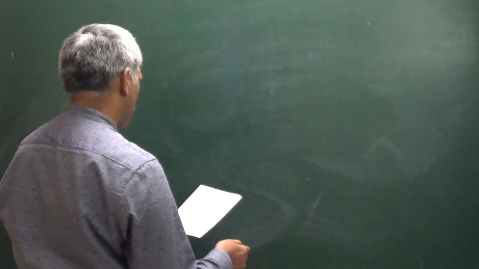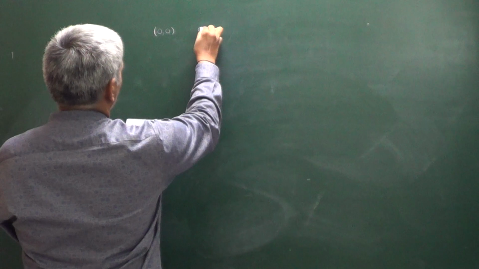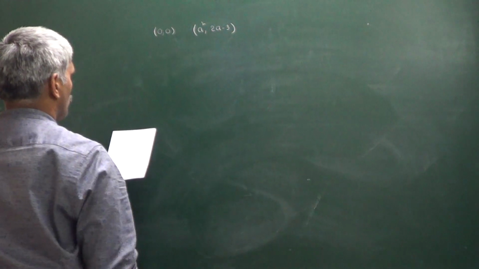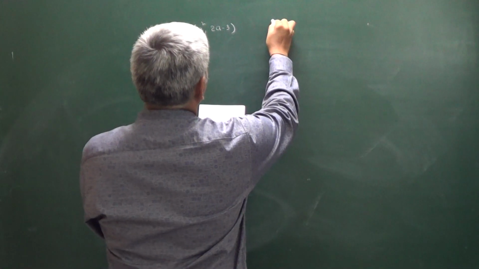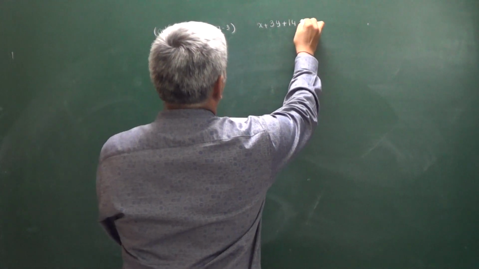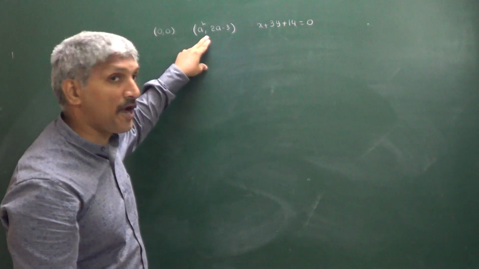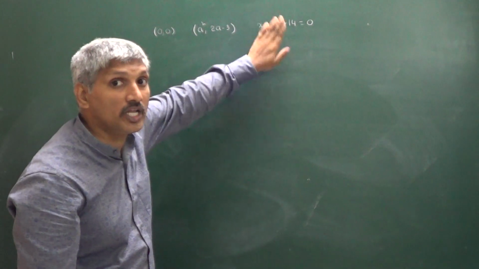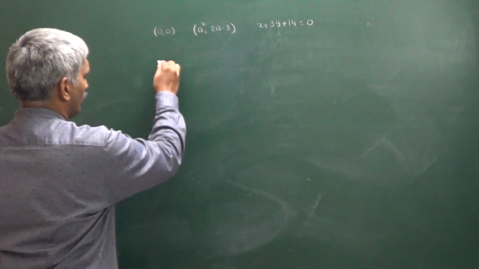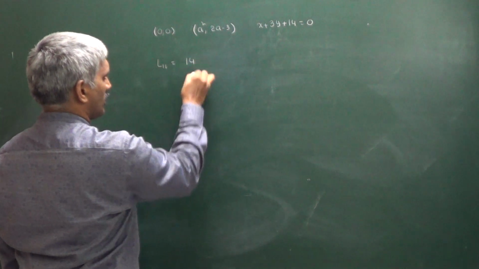So this is another question discussion. The origin and the other point is (a², 2a - 3). These two points lie on the same side of the line x + 3y + 14 = 0. These two points lie on the same side of this line. Then the range of a he is asking. Find out L11. L11 is equal to 14.